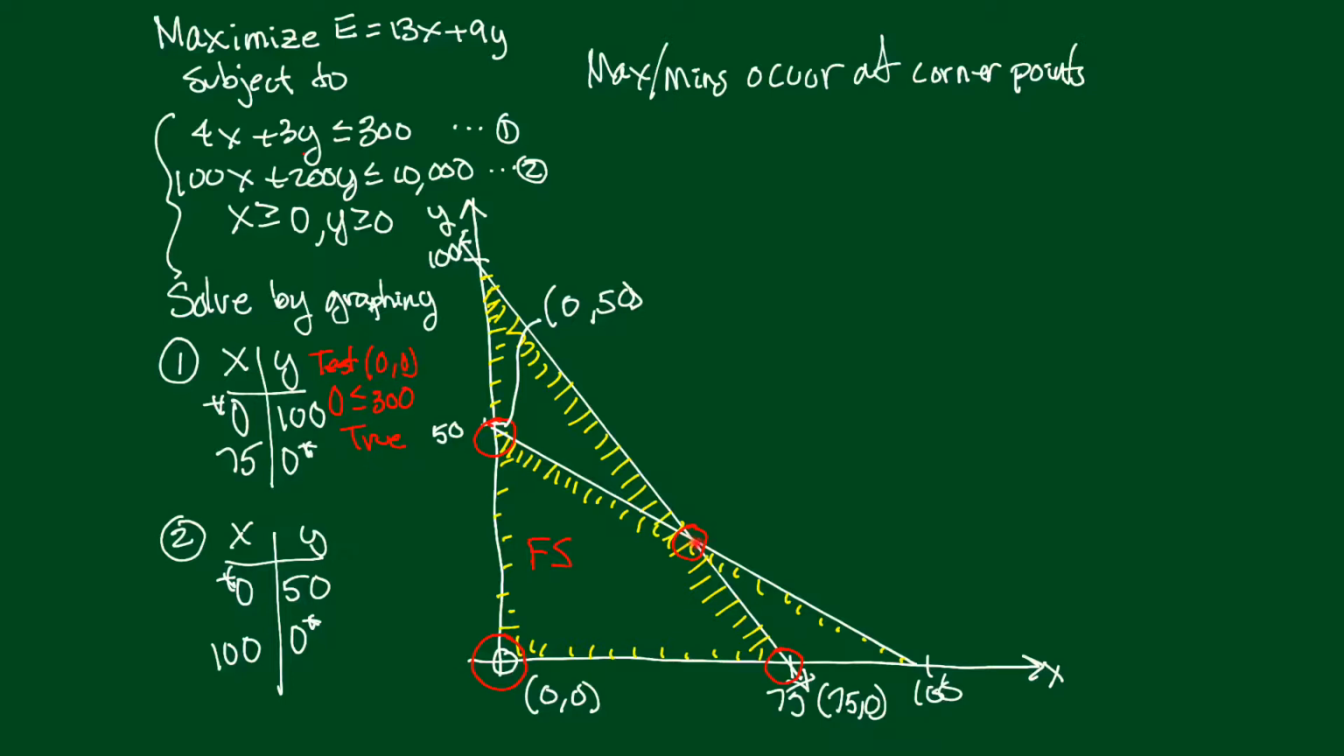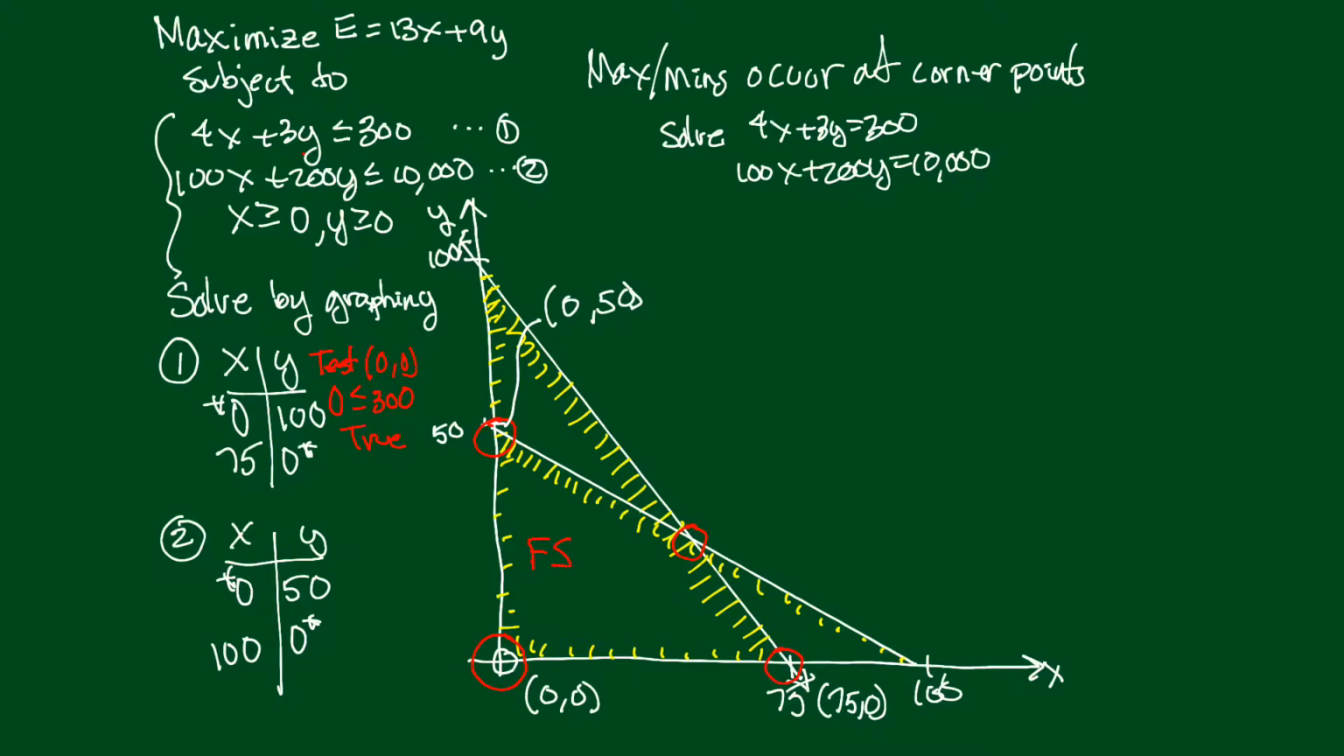Well, that is the point that is on both of these lines. So that's the point of intersection of 2 lines. So we have to solve this system, right? How do we find that point? You solve the system of equations. All right, so we need to solve this system. We're going to solve 4x plus 3y equals 300, right? Because we're looking at the line. 100x plus 200y equals 10,000.